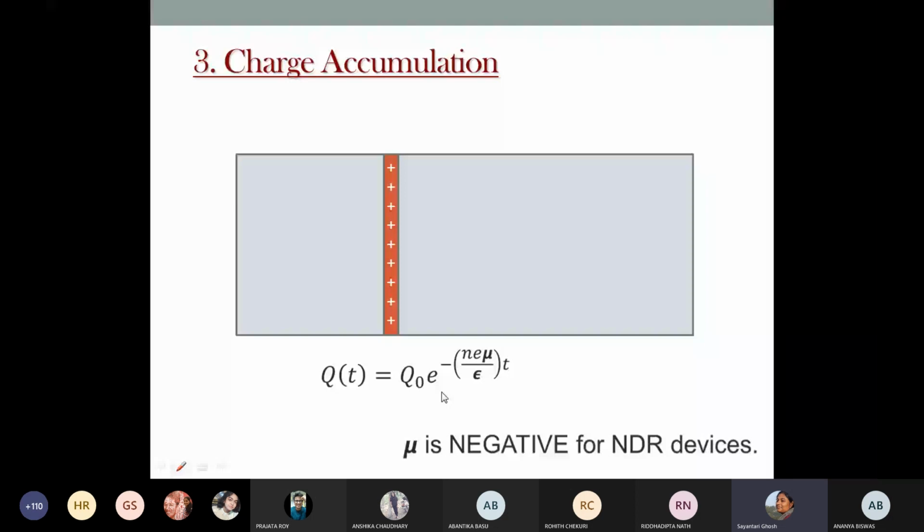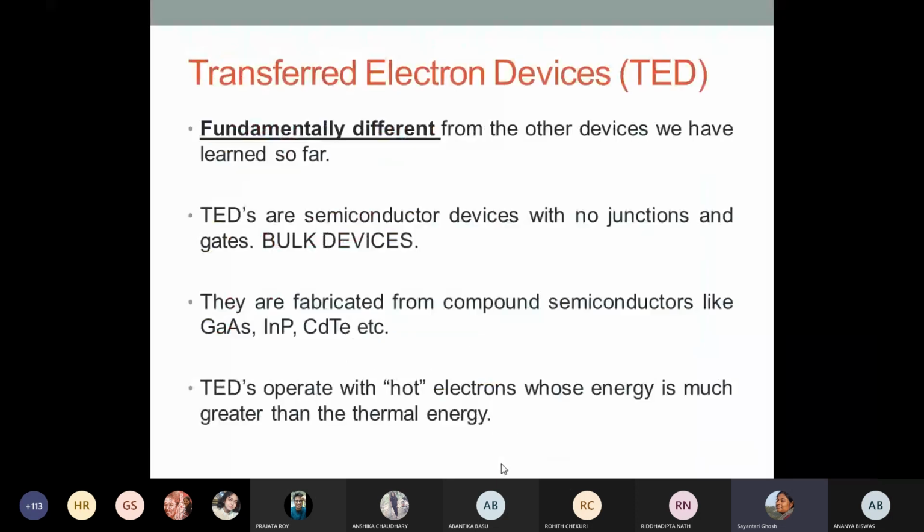And in case of materials where mu is negative, and we already saw that mu is negative for any negative resistance devices, negative differential resistance we called it. So NDR, negative differential resistance devices, mu is negative. So we stopped at this point and we introduced the particular device that we are going to discuss, Gunn diodes or TEDs, transferred electron devices.